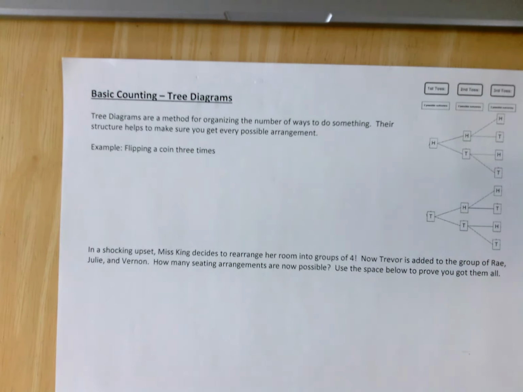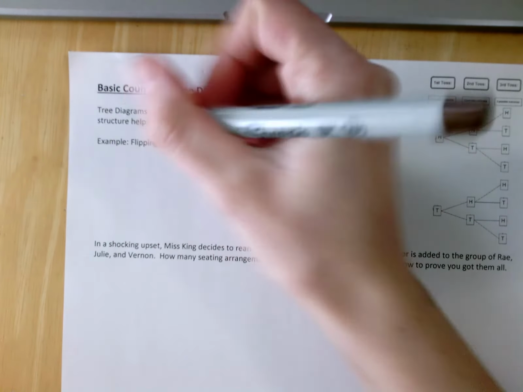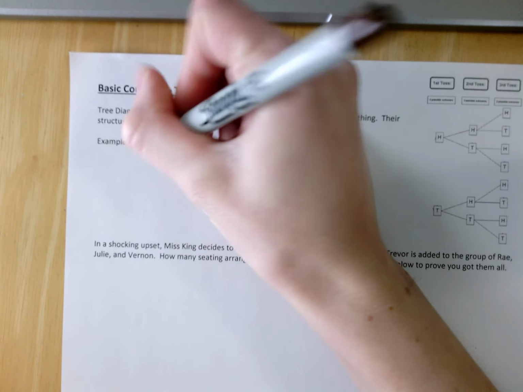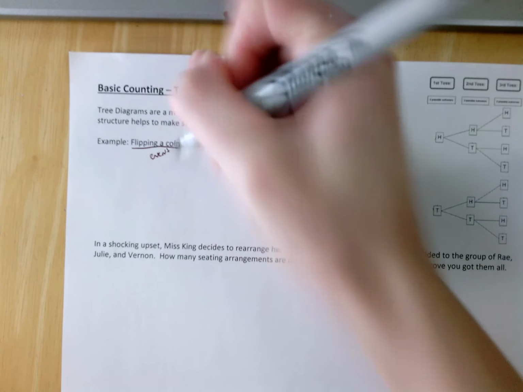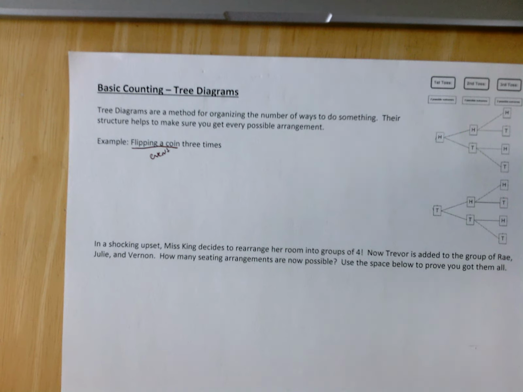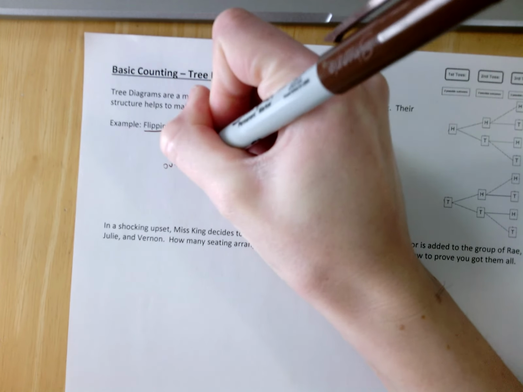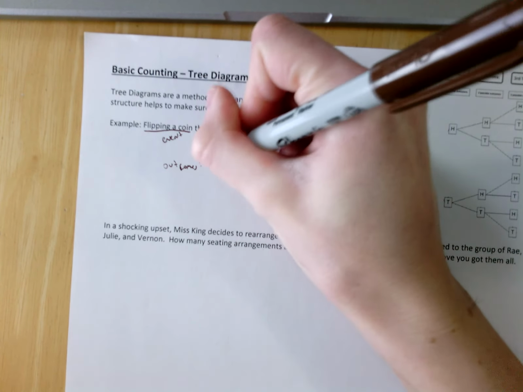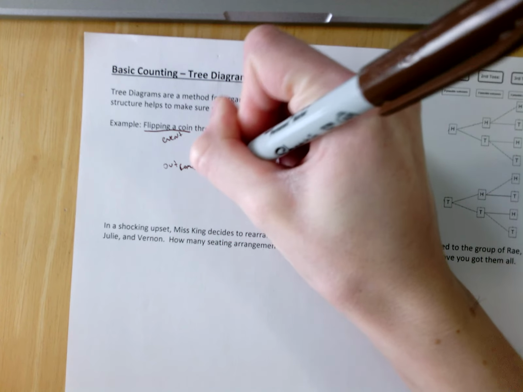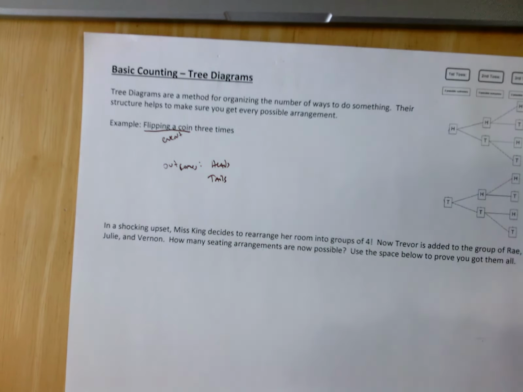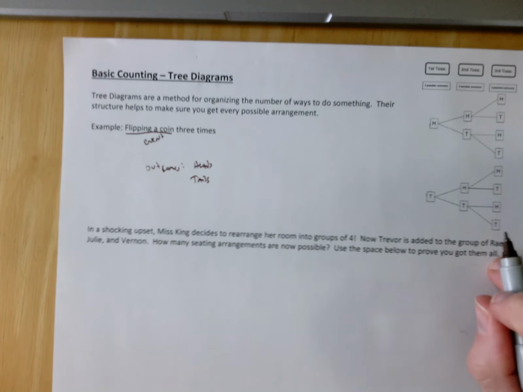So flipping a coin 3 times. Flipping a coin, that would be the event that we're talking about. So our event is flipping a coin. And when you do that, there are 2 possible outcomes. You're either going to get heads or you're going to get tails. You know how coins work. So those are your 2 possible outcomes, heads or tails.